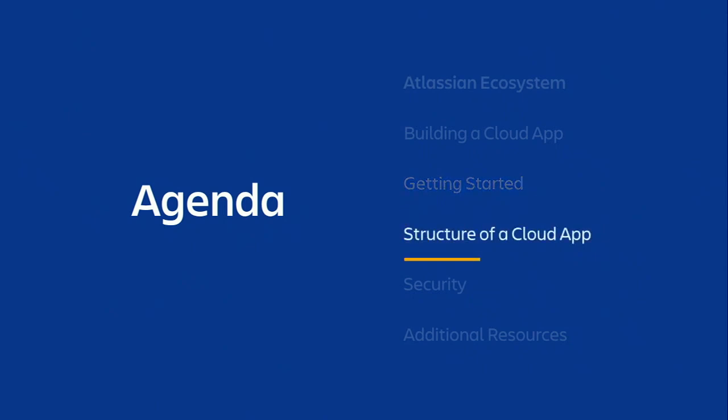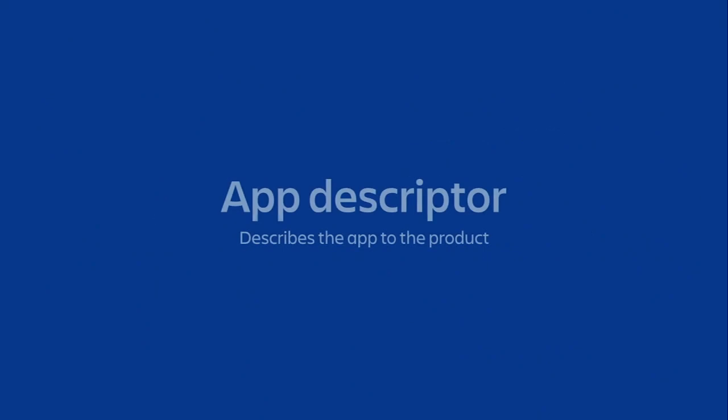All right, let's take a look at some of the structure of a cloud app. The app descriptor is a JSON file, typically called atlassian-connect.json, sometimes called descriptor.json. The name of the file doesn't really matter because you specify the name of the file when you upload an app. This describes the app to the Atlassian application. This descriptor includes general information for the app as well as the modules that the app wants to use or extend.